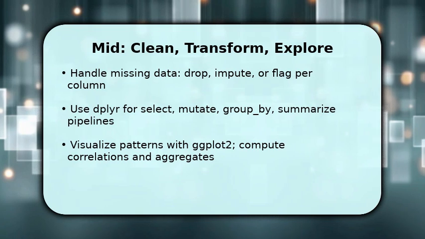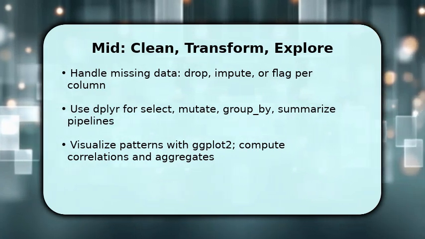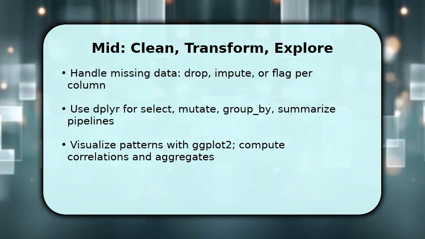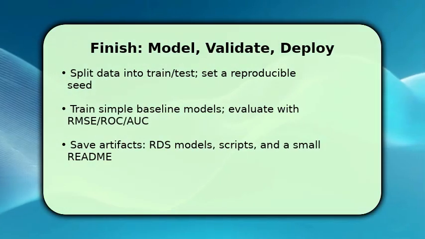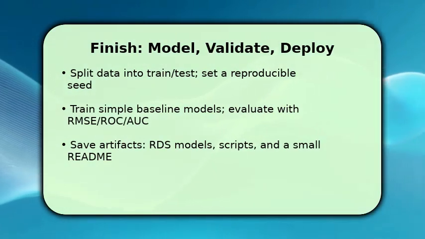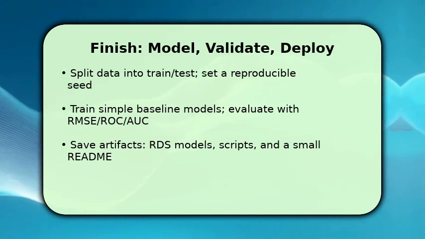Train a baseline model first, linear or random forest, so you have a performance reference. Always set a seed for reproducibility. Validate with cross-validation or a holdout test set, reporting RMSE, ROC-AUC, or relevant metrics.